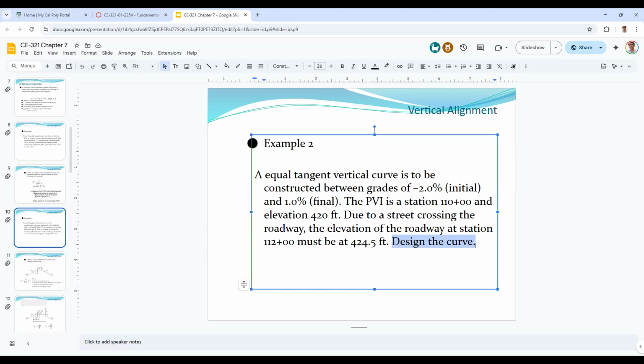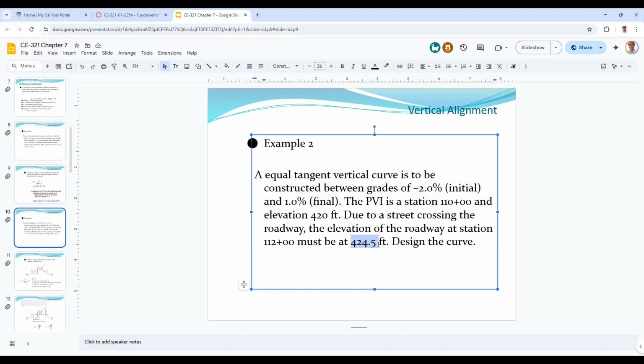What is that point here? Do I know one point? Yeah, the street crossing, right? The elevation of the roadway at station 112 plus 00 must be 424.5. So I know Y has to be 424.5 at that street crossing, feet. So I can plug the Y value in. I need to figure out what is going to be the X value at that point.